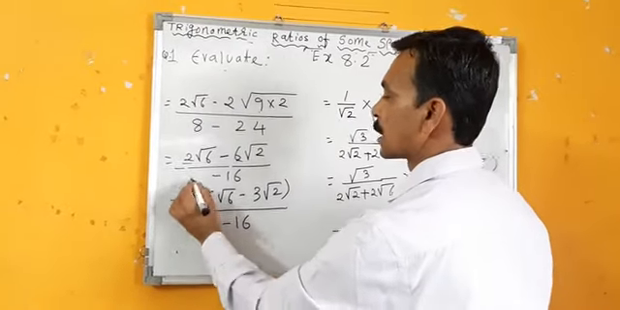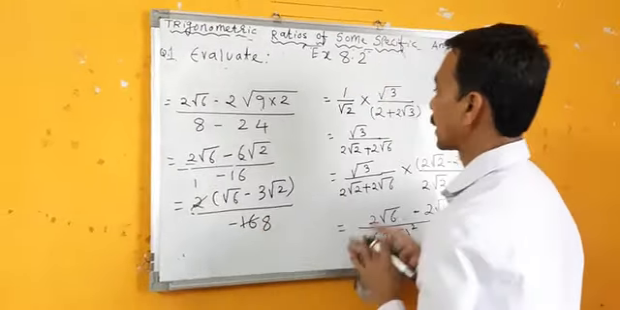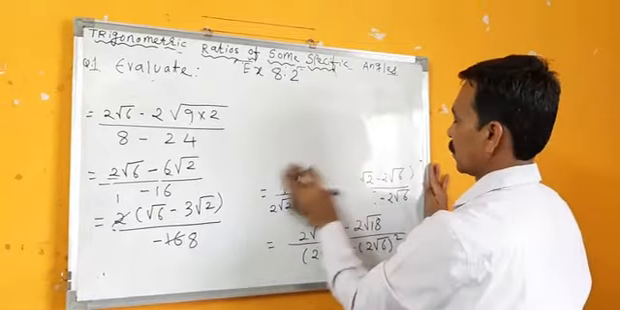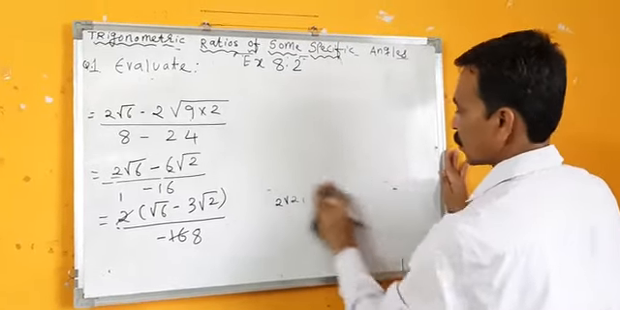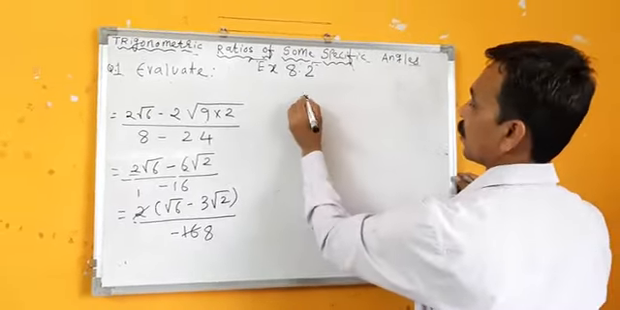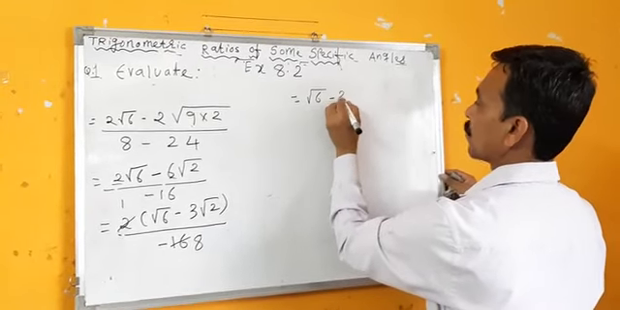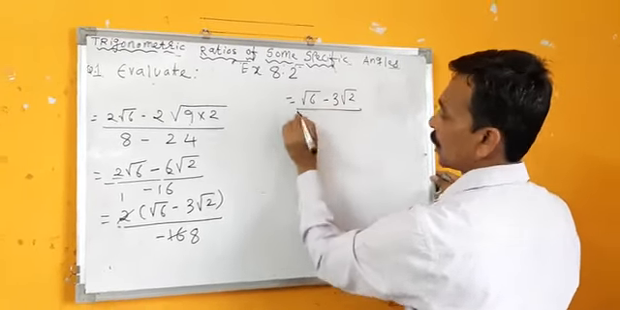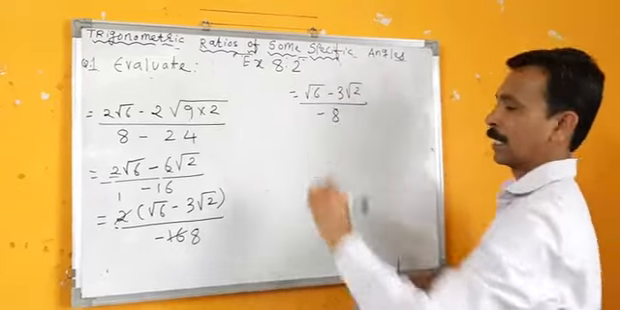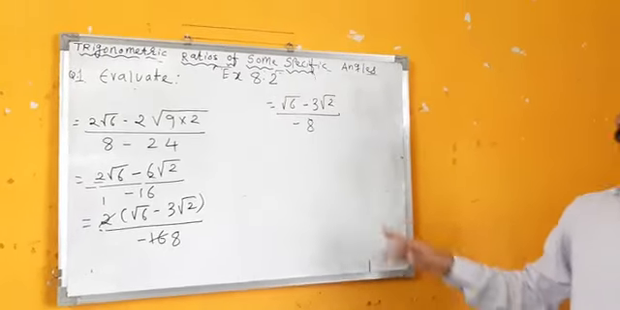Divide this. 2 1s are 2, 2 8s are 16. So what is left in the numerator? Root 6 minus 3 root 2 upon minus 8.